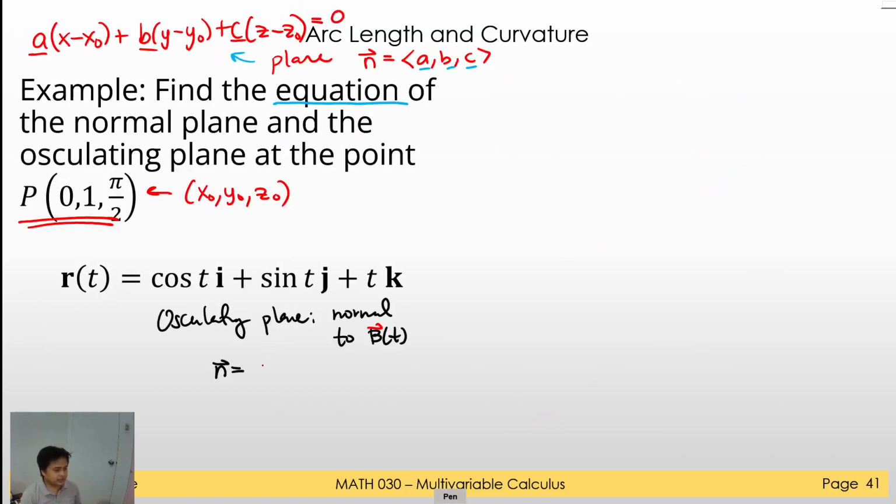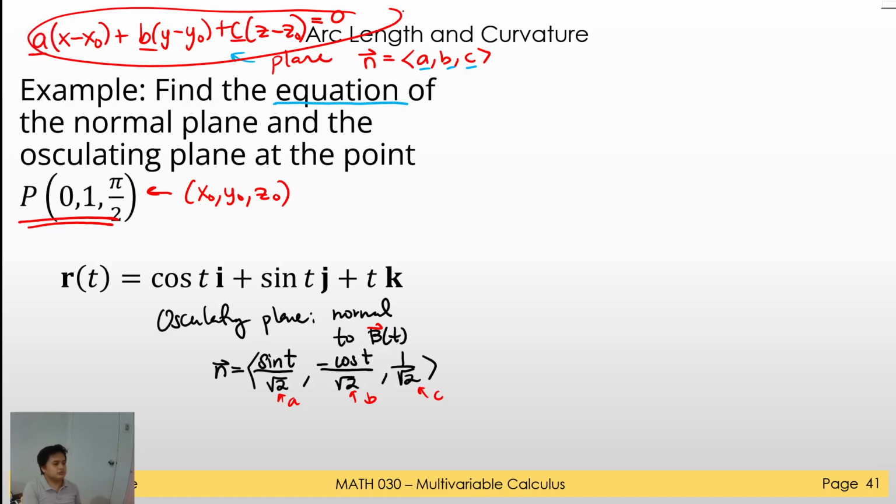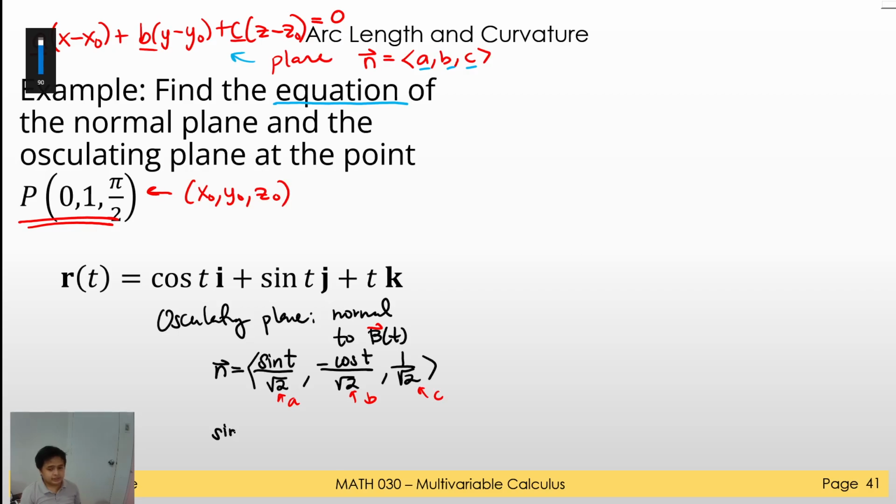So your normal vector is sine t over the square root of 2, and then negative cosine t over the square root of 2, and then 1 over the square root of 2, right? So this will be your A, this is your B, this is your C. So using this formula, the equation of a plane, at what point? At this point.